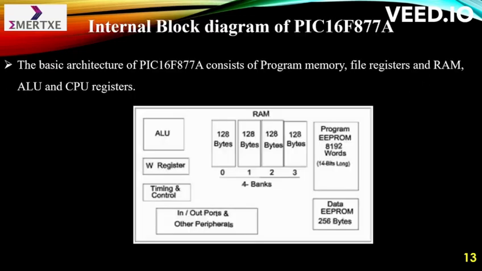Next, let's move on to the topic: the internal block diagram of PIC 16F877A. This is the internal block diagram of the PIC. It consists of a program memory, the file registers, RAM, ALU, CPU, and registers. In the PIC 16F877A, we have peripherals like input output ports, timers, ADC and so on. Here we have a RAM with four banks, each of 128 byte size. And we have the program EEPROM, which is 14 bits long, and a data EEPROM with 256 bytes.